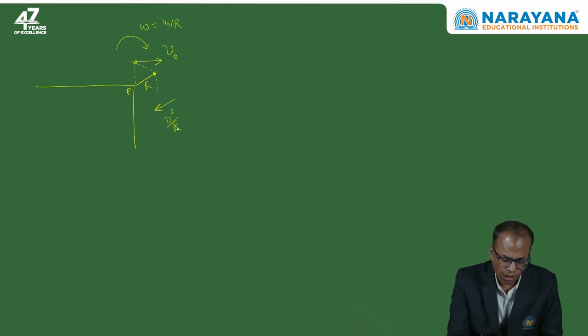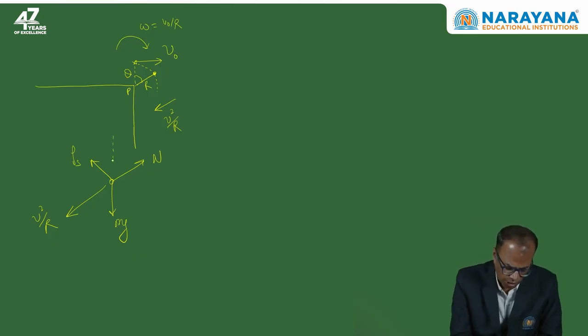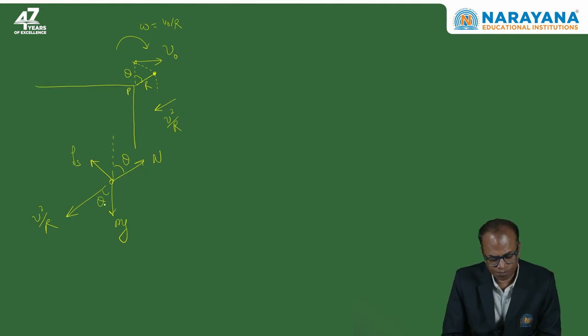The forces that would be acting, let's think about the forces. So forces would be mg vertically downward and a normal pressing force like this, and there will be a static force of friction like this, and the acceleration is in this direction, v square by r. And let's say this has turned from vertical by angle theta. So this angle is theta, this is theta.